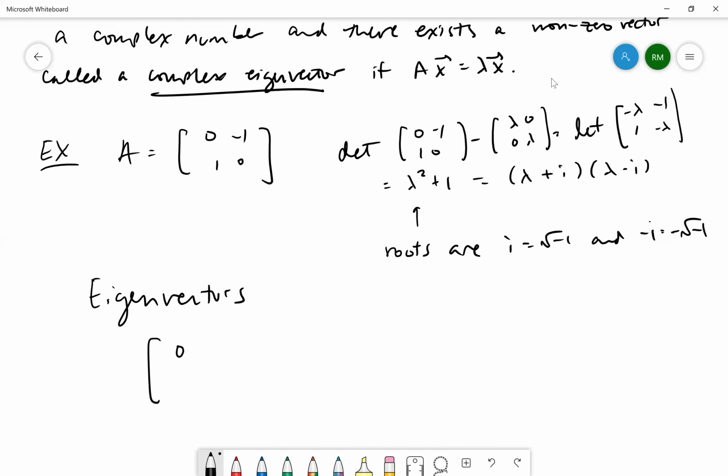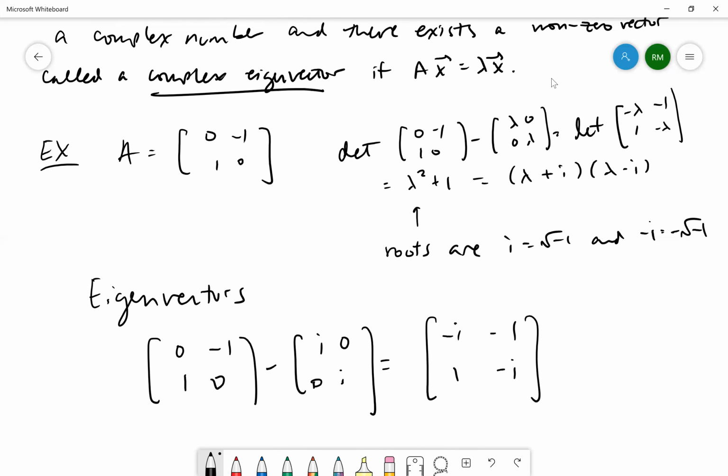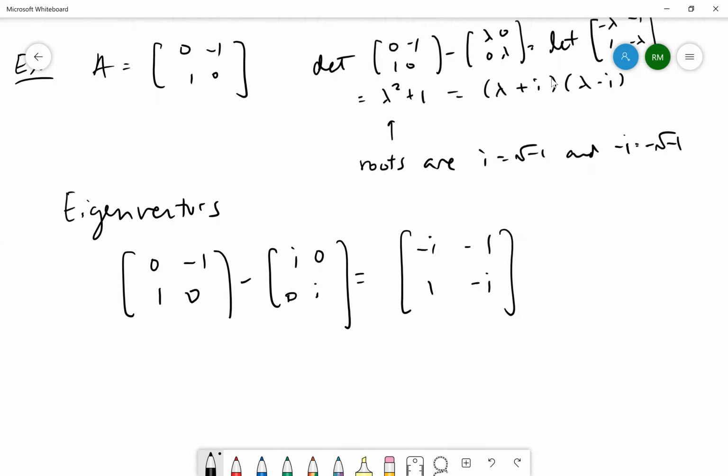Well, to find the eigenvectors, I need to subtract off lambda times the identity matrix, and this has i's in it. And now we need to row reduce it. So row reducing over complex numbers might be a little bit of a pain. So this should be a 1, and negative i squared is negative 1. So this should be negative i, and this should reduce to this.